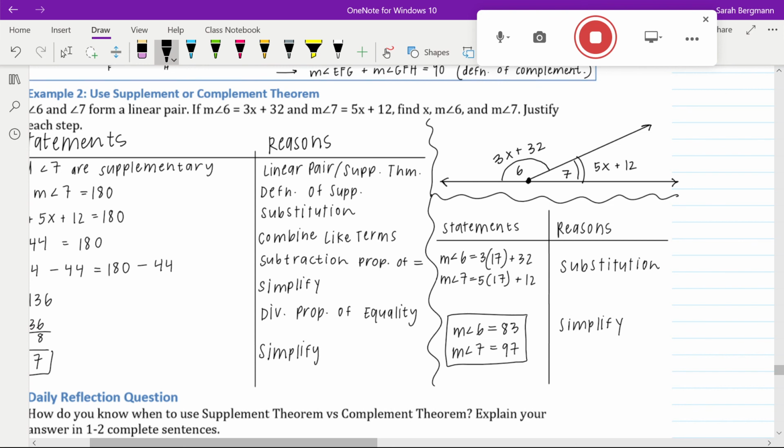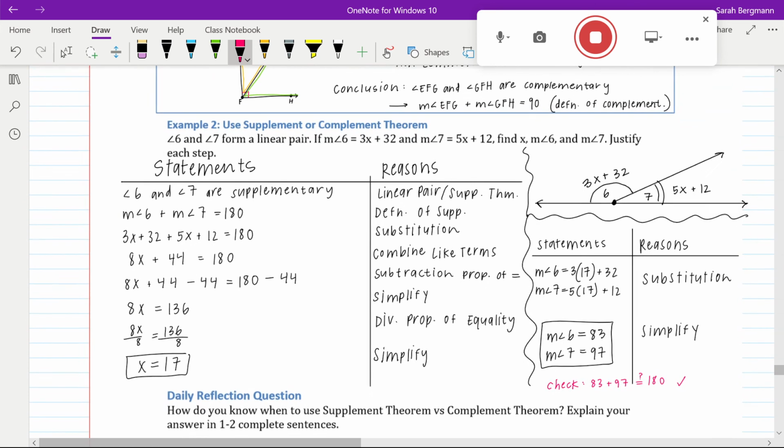How could I check this answer? I can check it by making sure that these two angle measures add up to 180. Does 83 plus 97 equal 180? Yes, it does. So I know I probably have my answers correct.